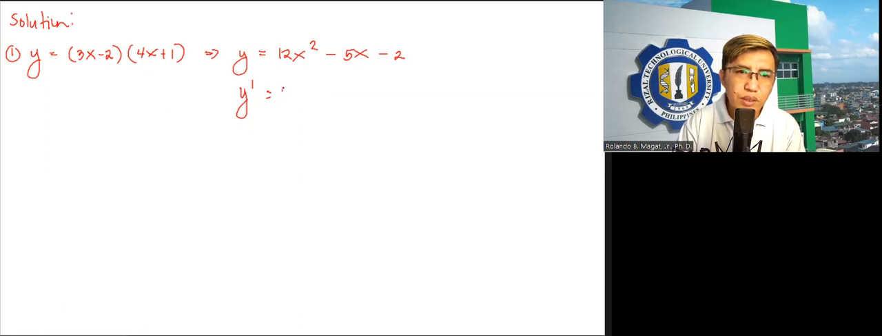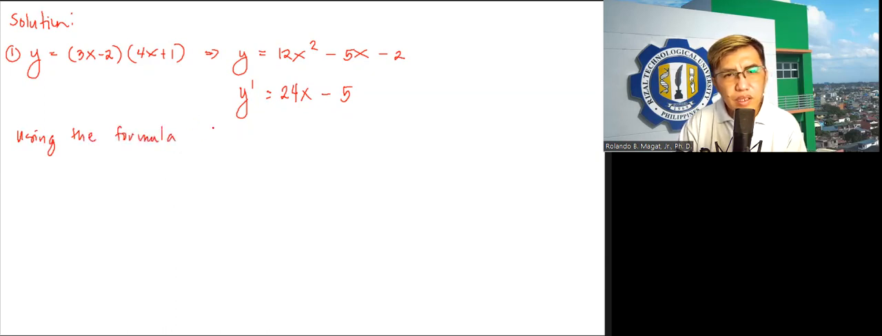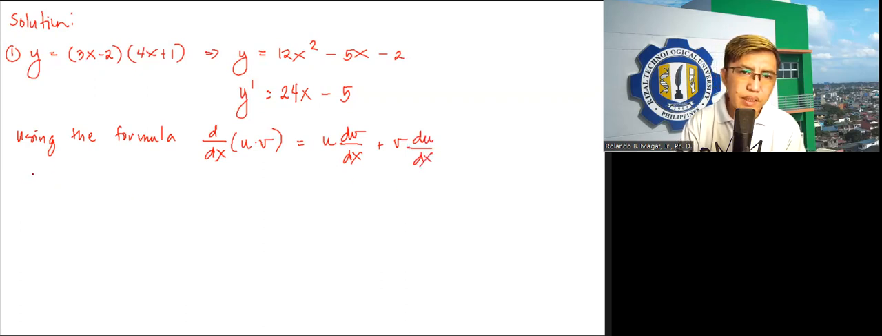Kaya niyo na dapat. So 24x minus 5. Okay? 24x minus 5. That's the addition. But using the formula, d over dx of u times v is u times dv over dx plus v times du over dx. So let tayo dito.